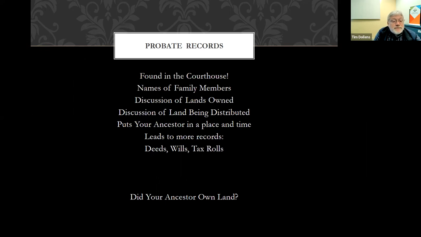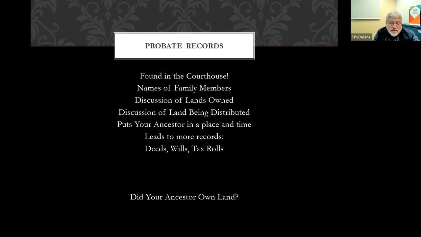But besides probate records, that's going to lead you to the deeds, which is where the land records are, the wills, which is where someone wrote a will and was leaving their own property. And then, of course, the tax rolls. If they're paying taxes on property, the assessor and the tax collector in each county courthouse should have the tax rolls. So you could actually follow the tax rolls that might give you more information about when a person died.